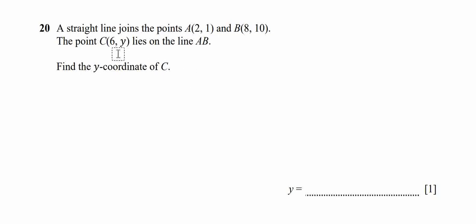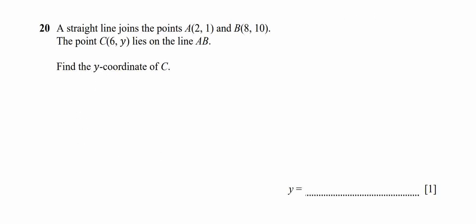Now we are in question 20. A straight line joins the point A (2, 1) and B (8, 10). The point C (6, y) lies on line AB. Find the y coordinate of C. 10 seconds. 10, 9, 8, 7, 6, 5, 4, 3, 2, 1.